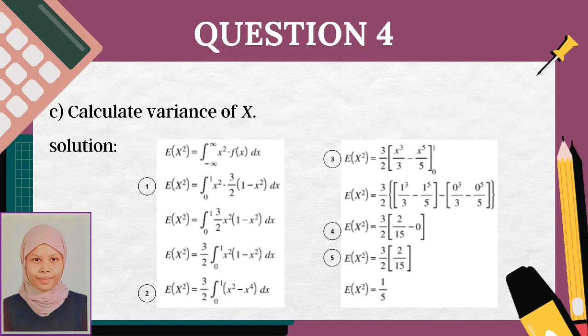We also need to find E(x²), where the formula is the same as E(x), but we need to multiply the function f(x) with x squared instead of x. Firstly, we can write it as the integral from 0 to 1 of x squared multiplied by the function 3 over 2 times (1 minus x squared) dx. 3 over 2 is the constant, so we put it out in front of the integral.